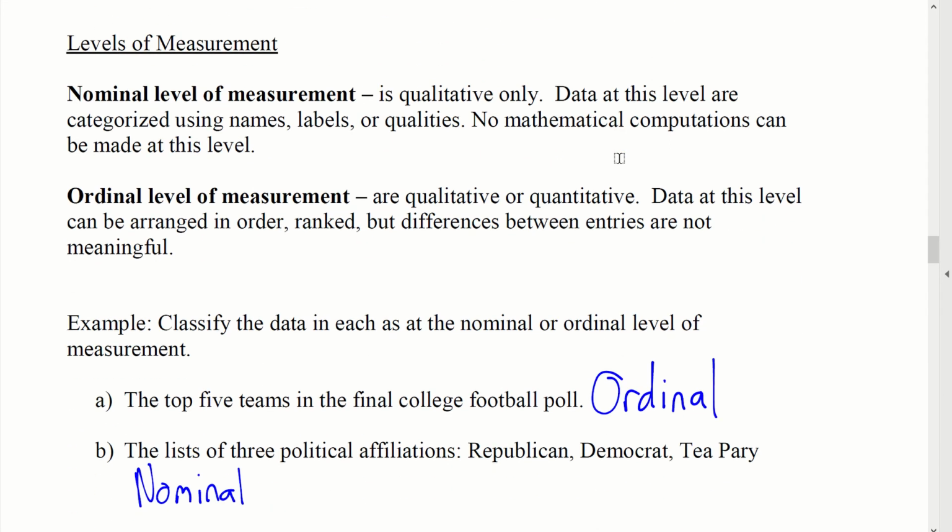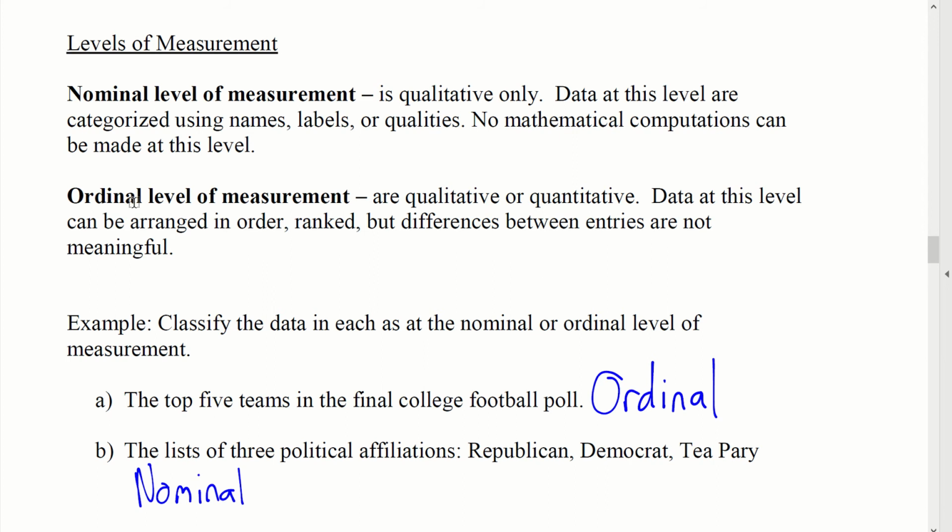The next thing we're going to look at is the 4 levels of measurement, starting with the nominal level. Data at this level is going to be qualitative only. It's going to be categorized using, again, names, labels, or qualities, and no mathematical computations can be made at this level.